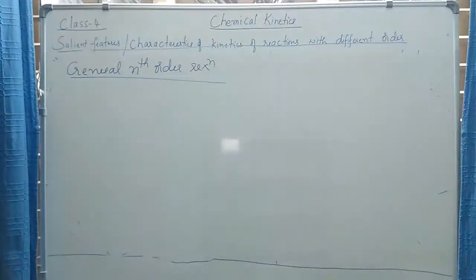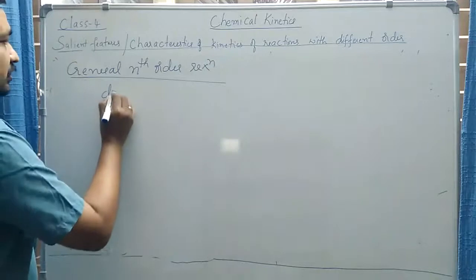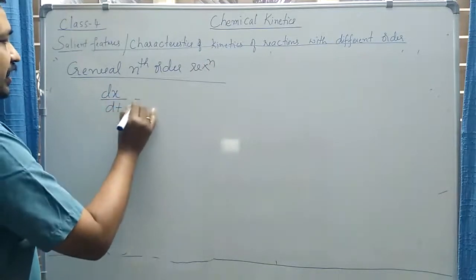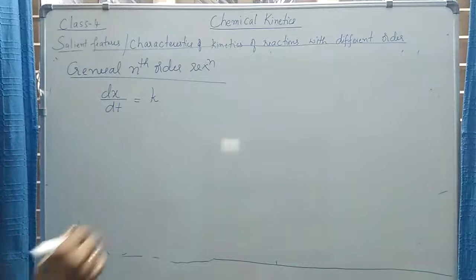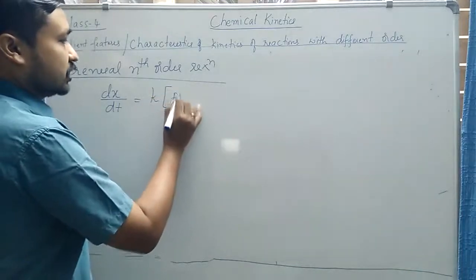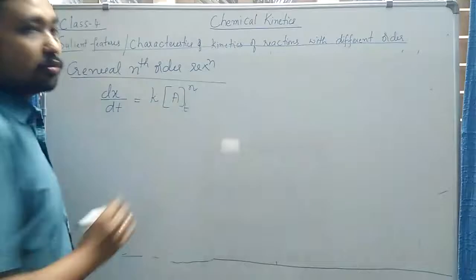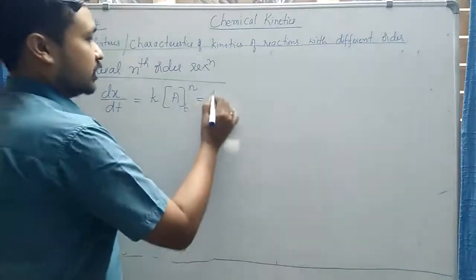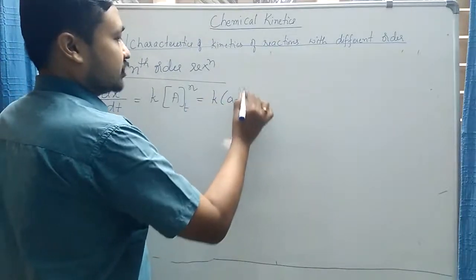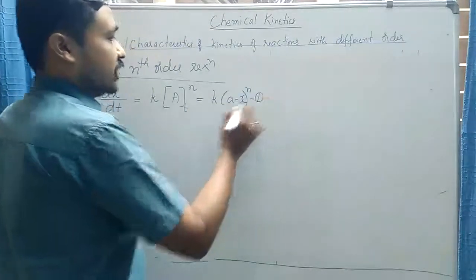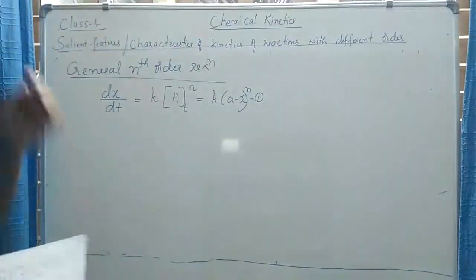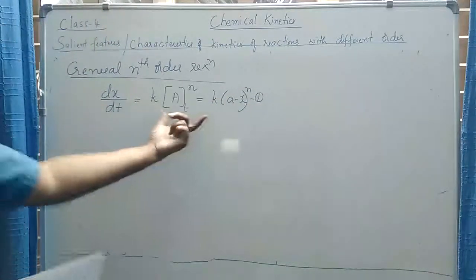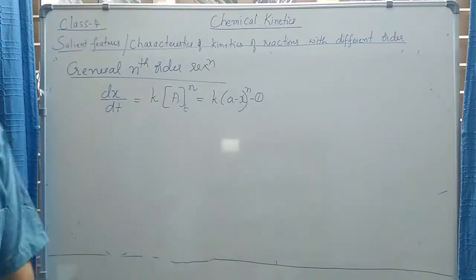So general nth order of a reaction, but remember where n is an integer, we are only speaking of reactions of integral order. So in such case, dx by dt, that is the rate of the reaction, is equal to rate constant into concentration of A at time t to the power n, where n is the order of the reaction. Or you can also write it as k into (A minus x) to the power n, where A minus x is the concentration of the reactant at a time t. So this is the rate equation for a general nth order reaction.